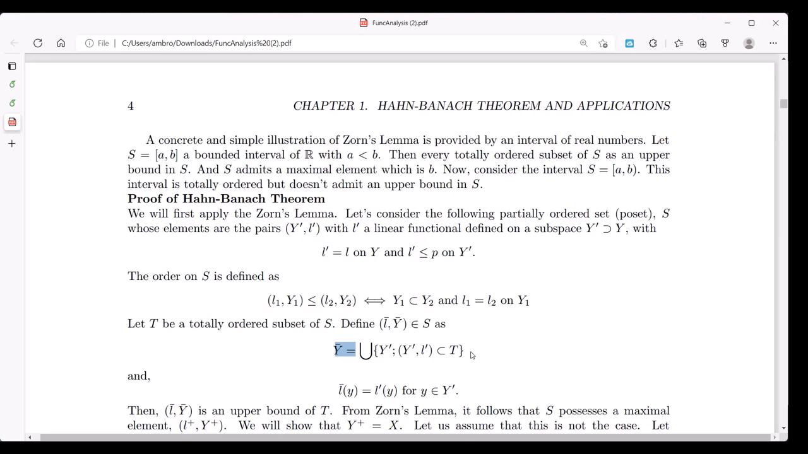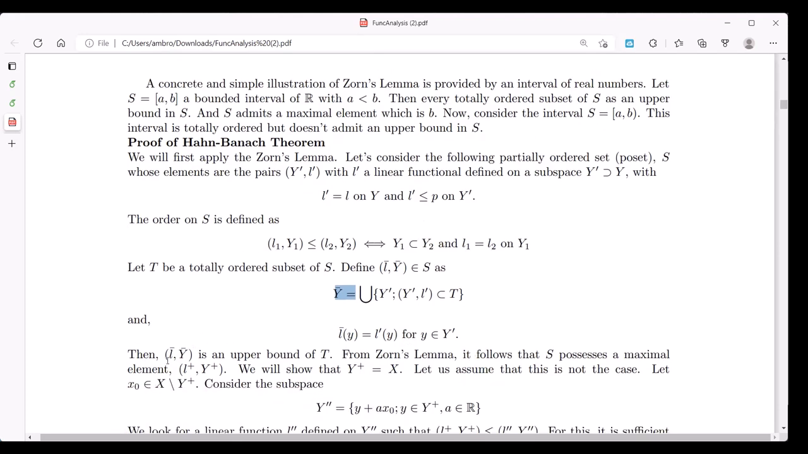So in this course, you need to focus. It's not easy, but you can see this all works from the assumptions. Then you can check that L bar, Y bar is an upper bound of T. So now we are in the conditions of application of Zorn's lemma. I recall that Zorn's lemma states that if any totally ordered subset of S has an upper bound, then S has a maximal element. So now we apply that.